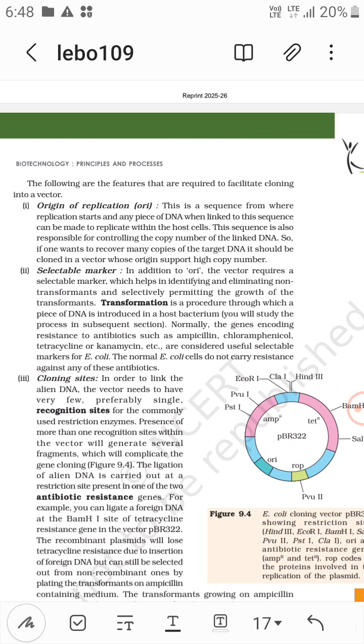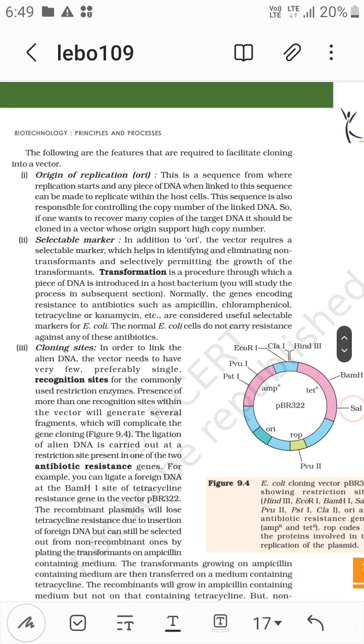Normally the genes encoding resistance to antibiotics such as ampicillin, chloramphenicol, tetracycline, or kanamycin are considered useful selectable markers for E. coli. All these are antibiotics. The normal E. coli do not carry resistance against any of these antibiotics.